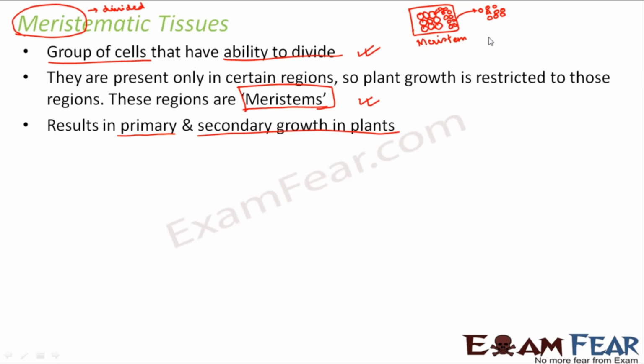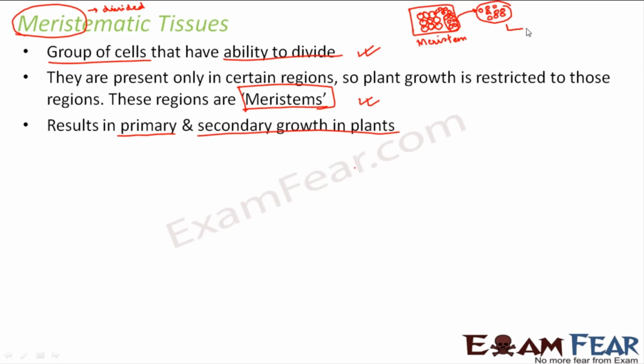Now what happened? Some of the new cells which remained inside the meristem are again going to be meristematic in nature because they are in the region of active division. That means the cells which remained inside the meristem are again capable of dividing. But the cells which went away from the meristem are not capable of dividing anymore because they are no more in that region. Because meristem is the region where the active growth actually takes place.